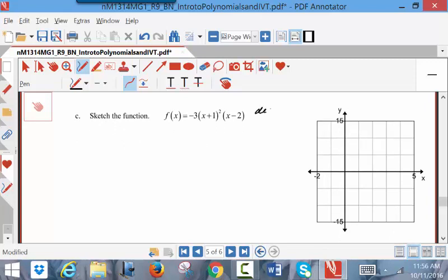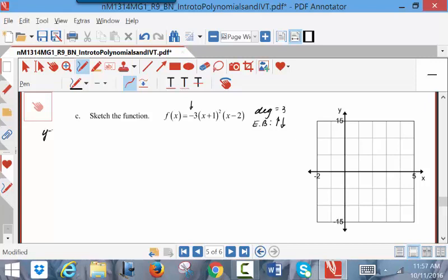Okay, sketch the function. It is a what degree? Third degree. And it is negative. So if it's a negative third degree polynomial, what is its end behavior? Up and down. Okay, I just use an EB. I bet they're going to have the whole word in your homework: end behavior. So don't forget the EB means end behavior.